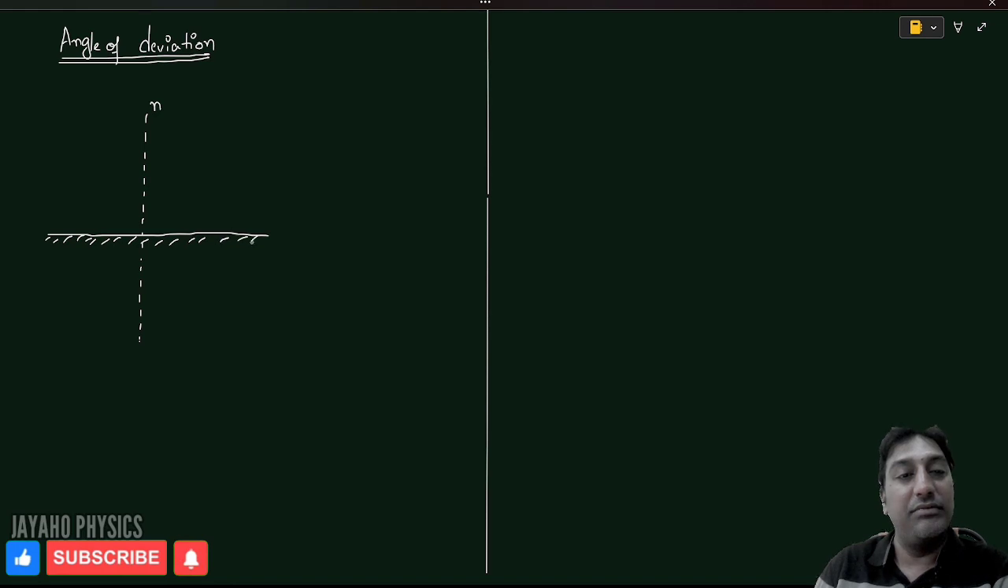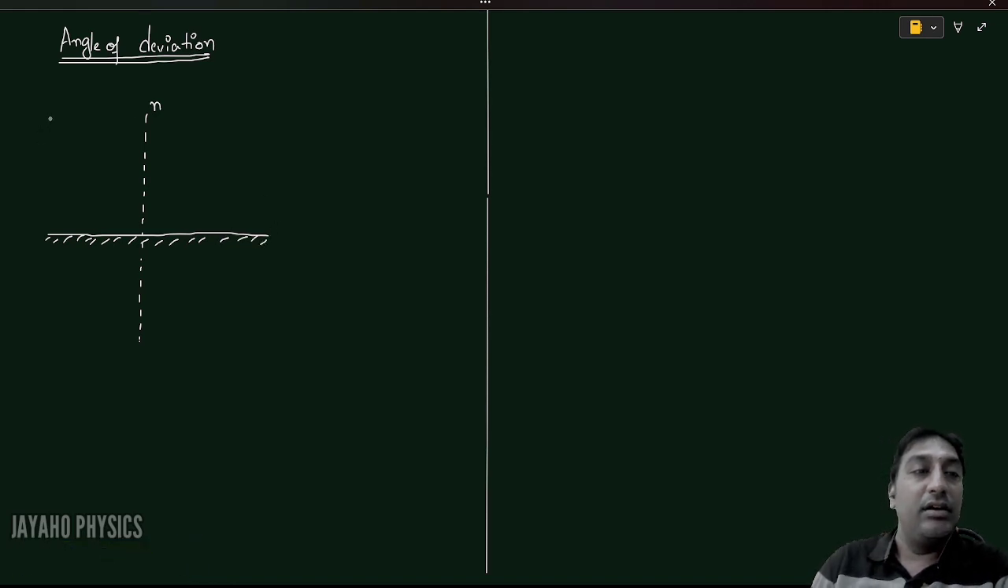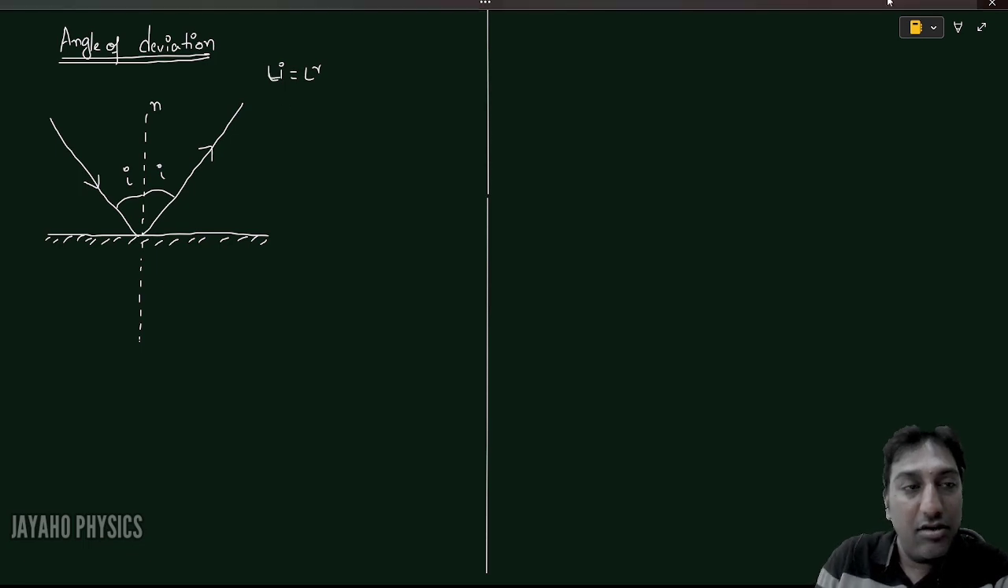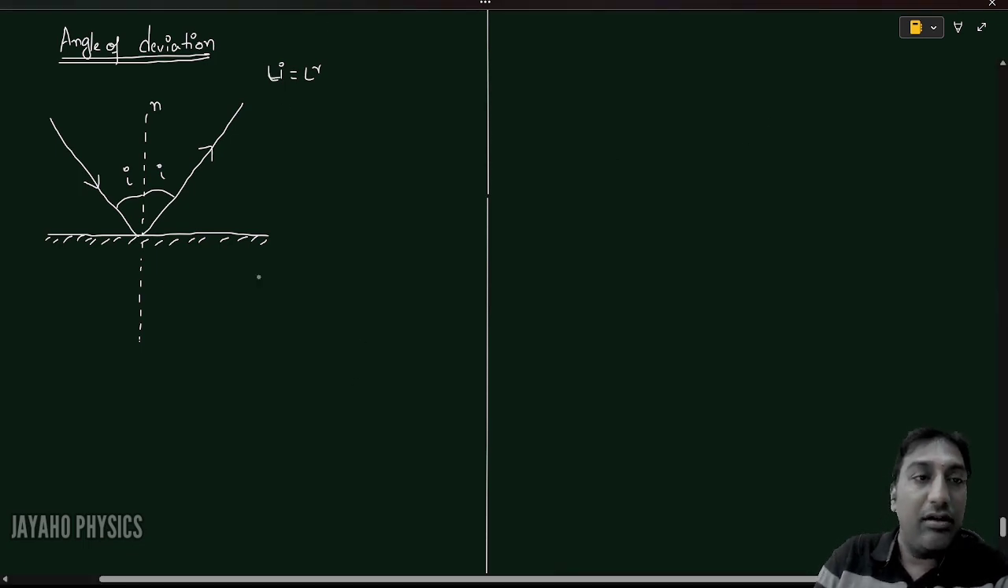An incident ray is incident in this particular direction, but reflected in this particular direction. So this angle is i, and this angle will also be equal to i. Why? Because of the basic law of reflection: angle of incidence is equal to angle of reflection.